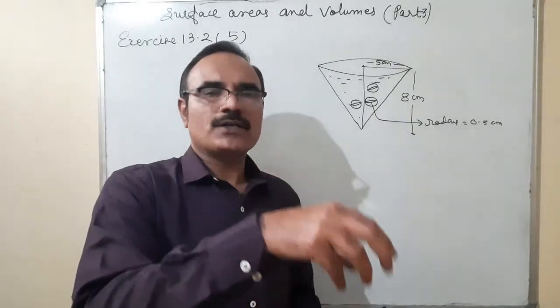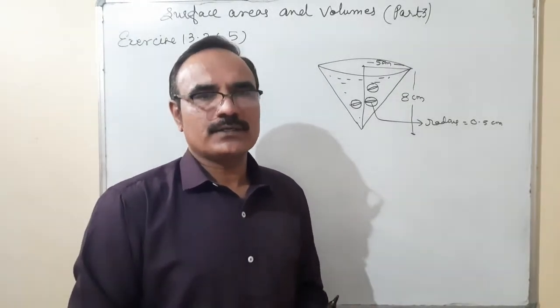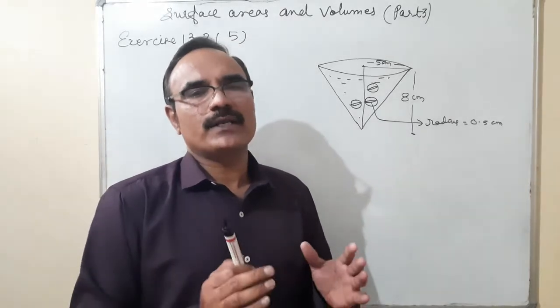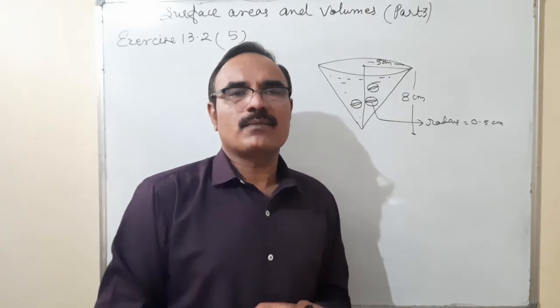Start dropping lead shots into it. 1/4 of the water flows out from it. During that time, we are going to find how many lead shots we have dropped in it. So we are going to find the number of lead shots.